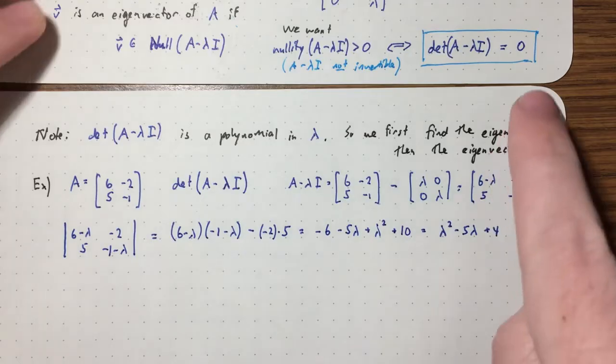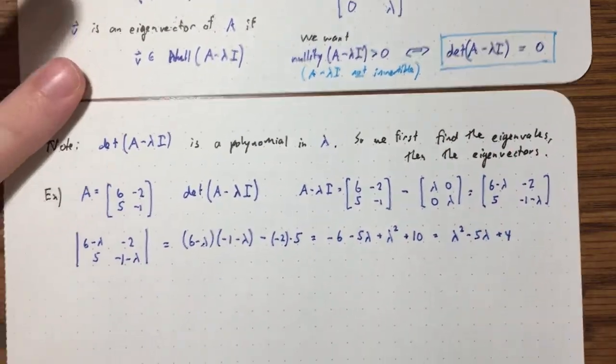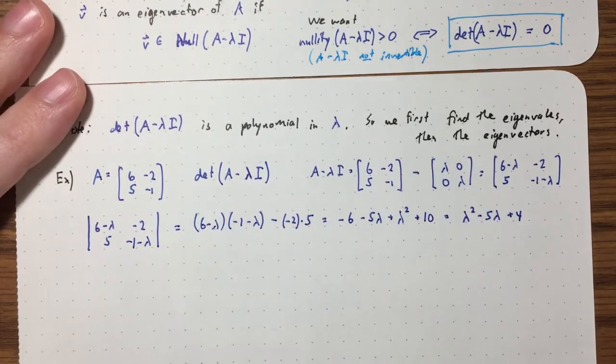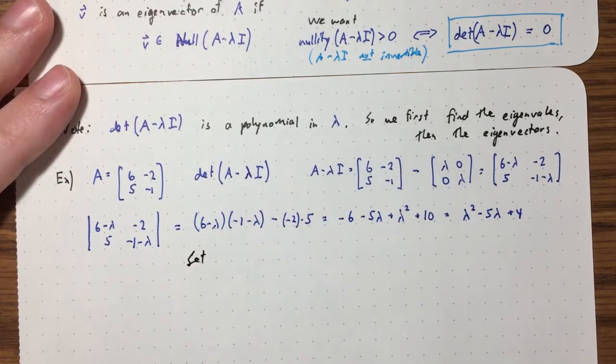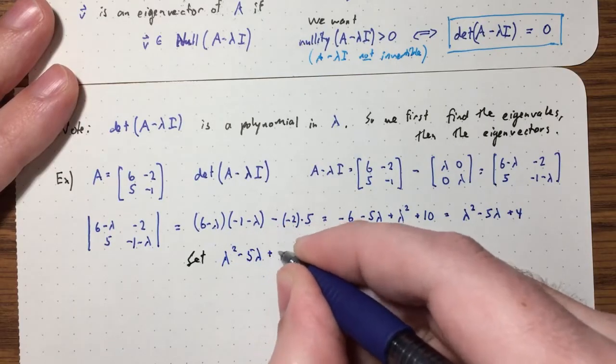What do we want to do? We want to set this equal to 0, right? We want to set the determinant equal to 0 and then solve for lambda. So we're now going to set this equal to 0 and solve.